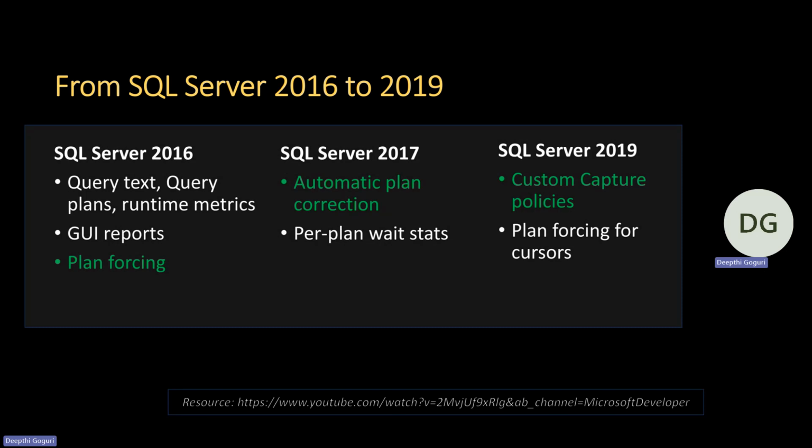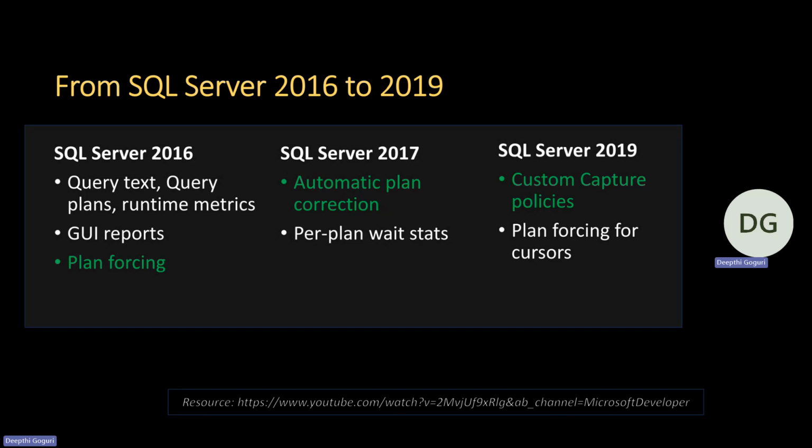And the other advancement in SQL Server 2017 is per plan wait stats. You can see the wait stats information per plan basis. In SQL Server 2016, the wait stats information was not included. In SQL Server 2019, they increased the advancement of this feature by giving the availability to capture the custom policies. So until now we do not have the availability to set up our own policies, like based upon the threshold values like the CPU threshold limit and how many times the query can run to capture that information.